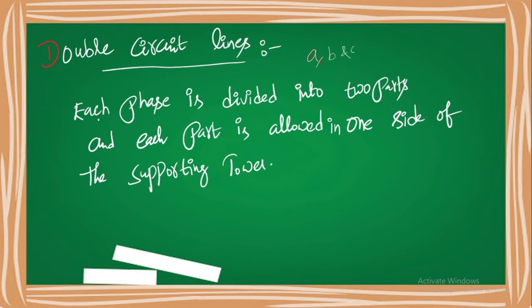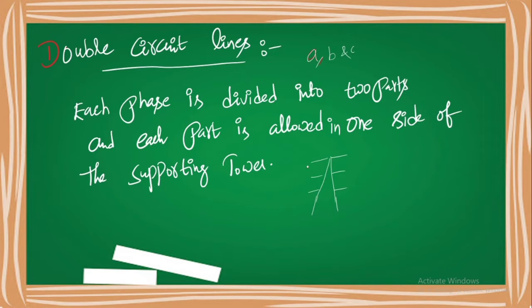So in a double circuit line, each phase is divided into two parts and each part is placed on one side of the supporting tower. When you have a supporting tower, the supporting tower has two sides. This is one side and this is another side. Each phase of the three-phase transmission line is divided into two parts and each part is placed on one side of the supporting tower. Then we can call such a line a double circuit line.